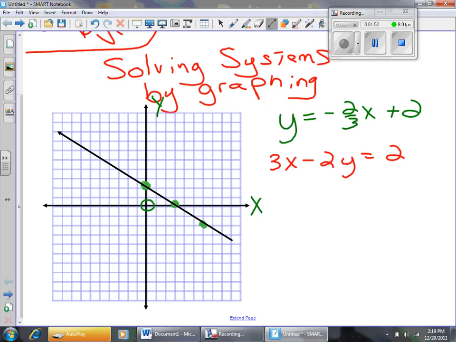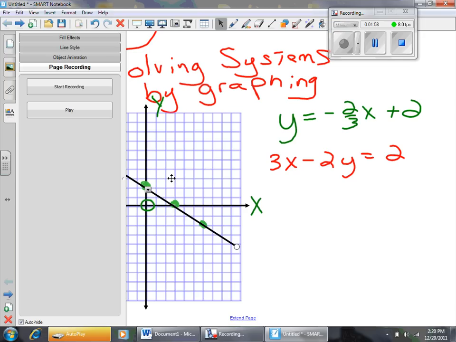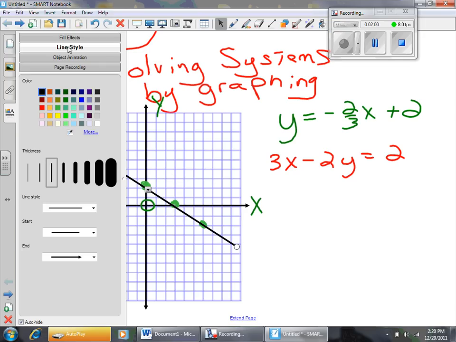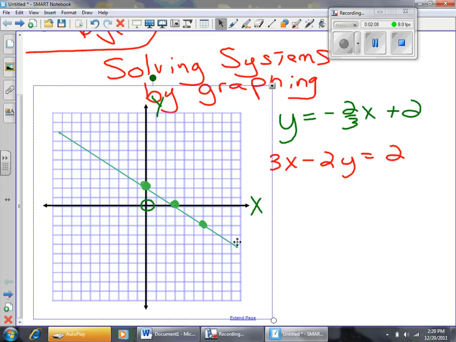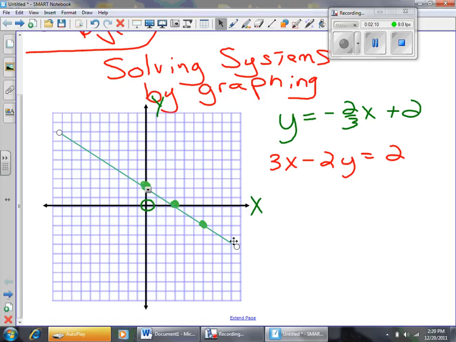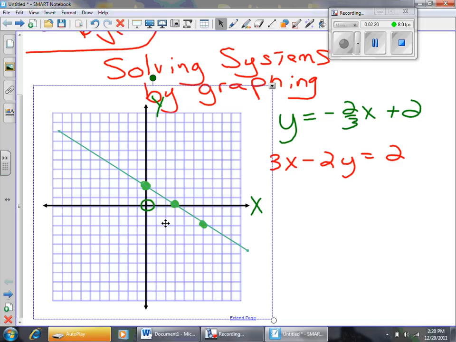Oh man, everything is off. I must need to reorient. Let me do that real quick here. Line style: make it a little bit thinner, and I want it to be green. All right, so that's pretty close.